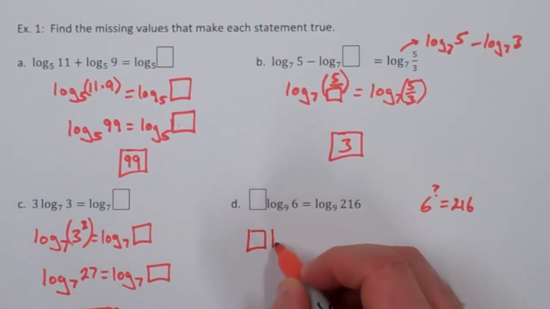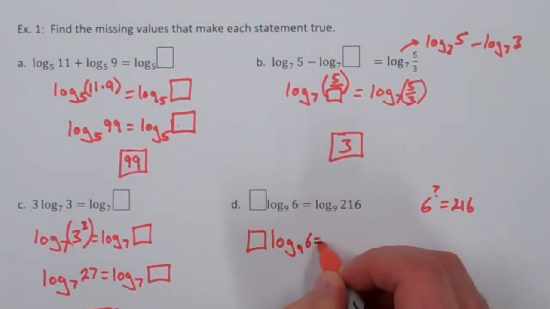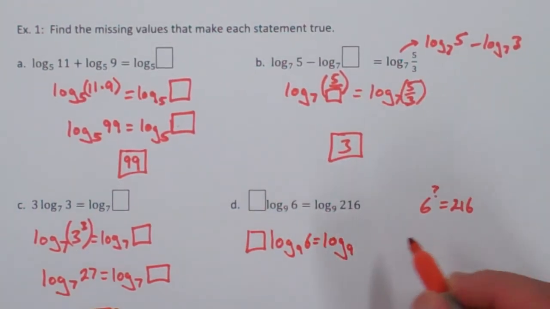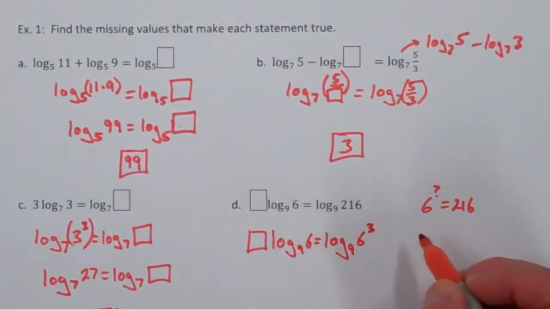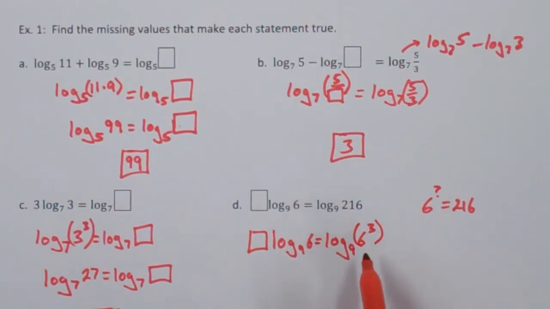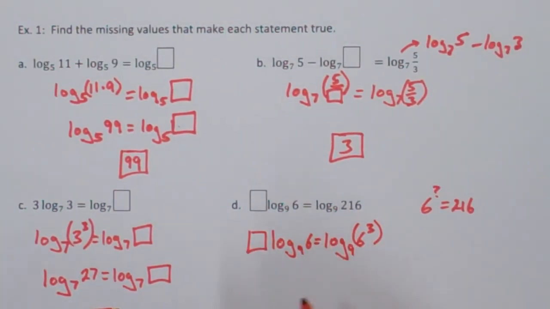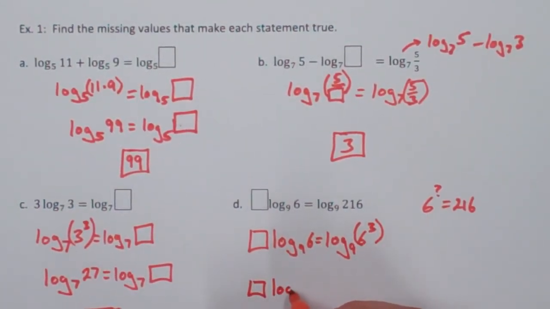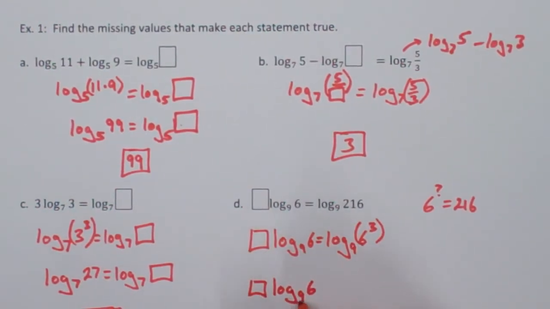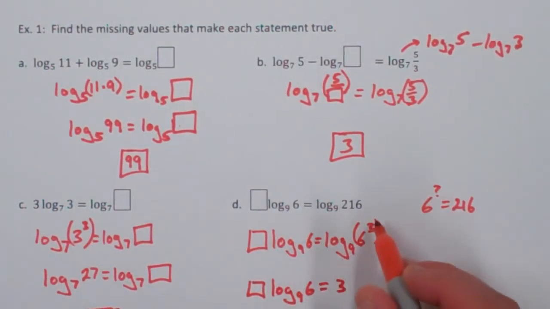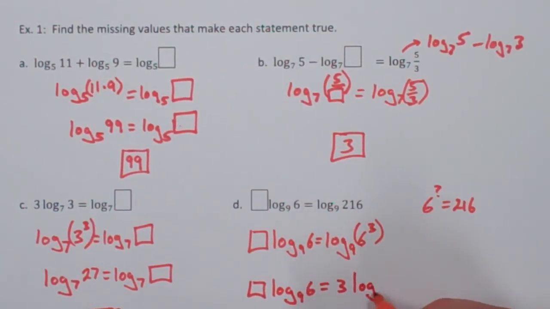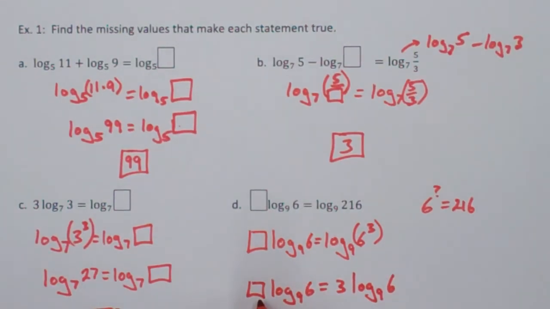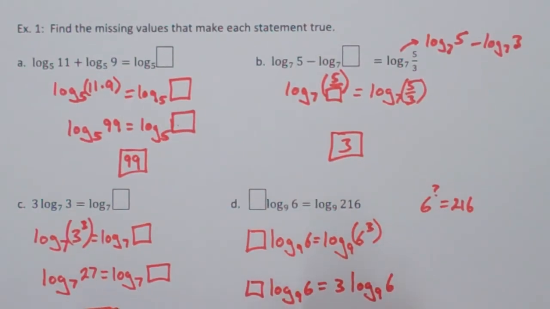So we can change the right-hand side to look just like this. Log base 9 of 6 to the third power, and again, that's all in that argument position. We can now take this 3, move it out front, so we'll have some number times log base 9 of 6 is equal to 3 by our power rule, log base 9 of 6. 3 and 3 are in the same position. There's only one logarithm on each side, so at this point we can definitely say that this box needs to be 3.